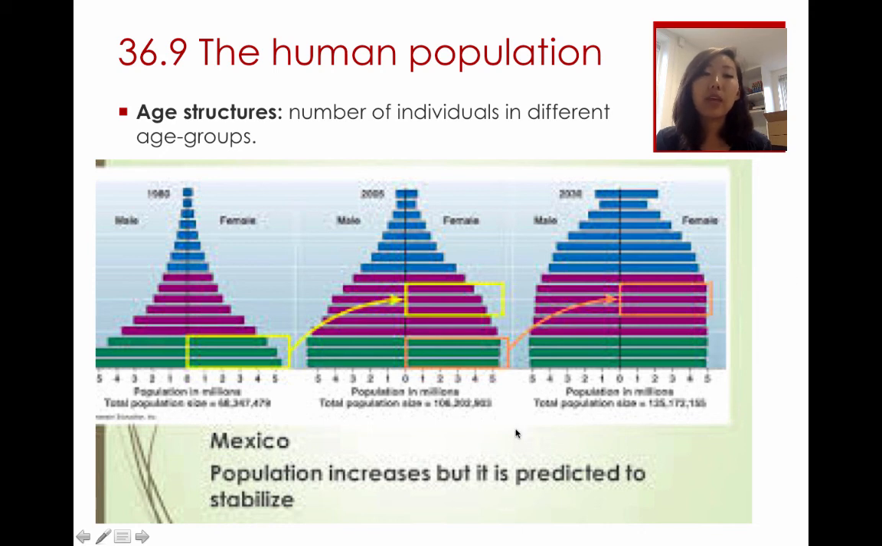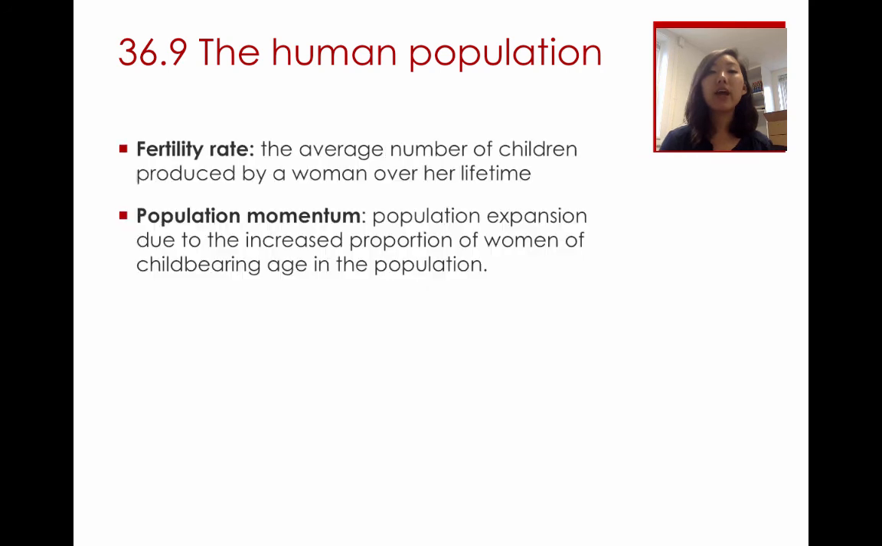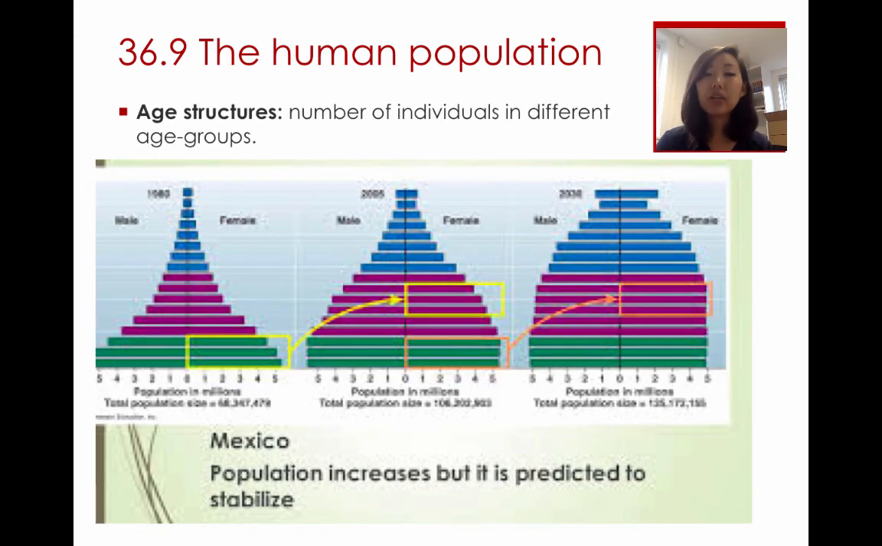It just goes to show that once you start off with a mother having a much higher fertility rate, meaning the average number of children produced by a woman over her lifetime is much higher than her and her partner, so more than two, she's more than replacing herself and her spouse. Then you're going to have a population increase. This leads to something called population momentum. This is when you have a rapid population expansion due to the increase in the proportion of women who can have children in the population. We see this population momentum where we have an increasing number of women each generation that are able to have children.